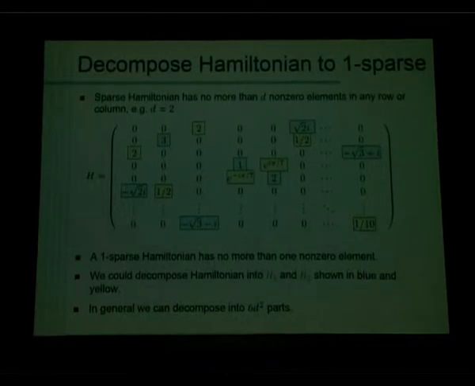So first of all, looking at the decomposition into one sparse components, if you're looking at an example like this, which is 2 sparse, you can easily decompose it into 1 sparse components by inspection. And this is shown in yellow and blue here. And in general, if you're wanting to do this for an arbitrary dimensional thing, you're wanting to be able to decompose things with queries to this Hamiltonian, and then that's going to give you a d squared scaling, which is where that d squared scaling that we get in our overall scaling comes from.